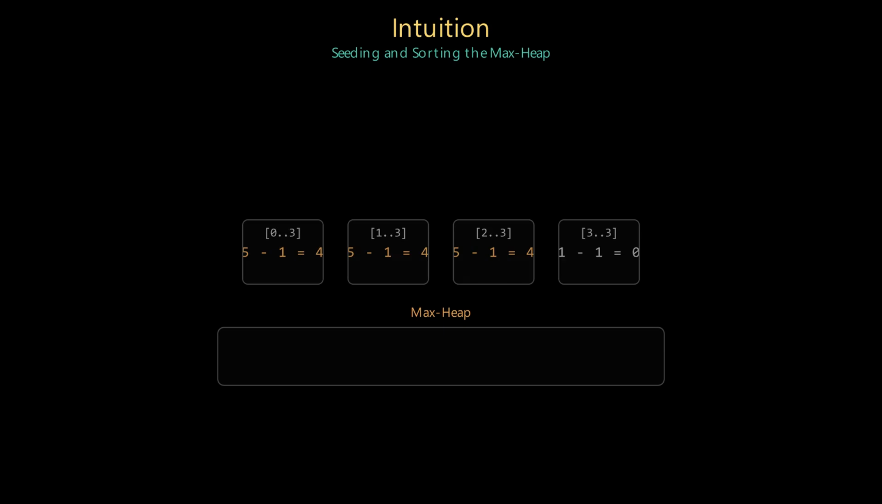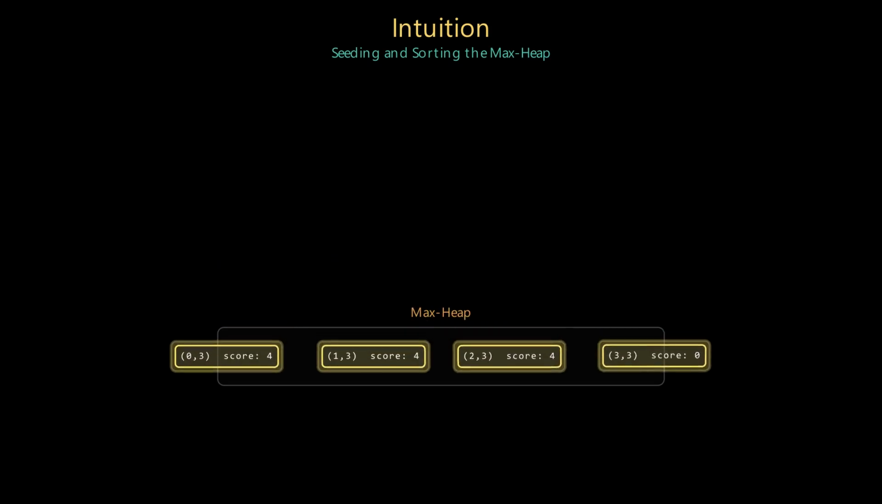We package these starting boundaries and their scores into individual data packets and drop them straight into a max heap. The heap immediately handles the organizational logistics. It automatically sorts the packets, instantly pushing our 3 highest scoring candidates directly to the front of the line so they are ready to be harvested first.